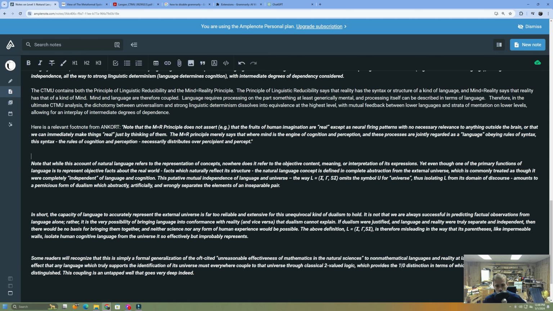This putative mutual independence of language and universe, the way L equals sigma, gamma, and S of sigma omits the symbol U for universe, thus isolating L from its domain of discourse, amounts to a pernicious form of dualism, which abstractly, artificially, and wrongly separates the elements of an inseparable pair. And yes, Chris is fully justified to continue hammering this point home. This is a very inculcated form of duality in our modern way of thinking, and it is not valid.